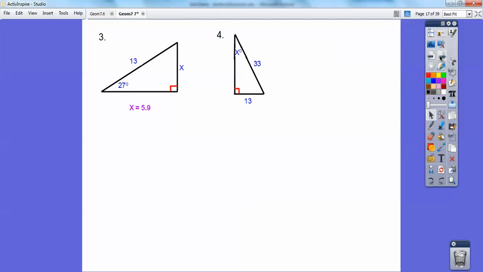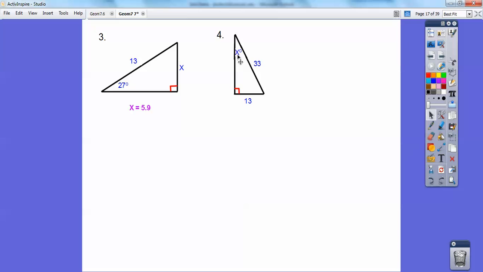Okay, so this time, this one, we're looking for the angle x. Still we've got to see what relationship. Is it sine, cosine, or tangent? All right, here we have the hypotenuse, so it's definitely not tangent because 33 is the hypotenuse. And this is the opposite leg over the hypotenuse. So again, that is sine.